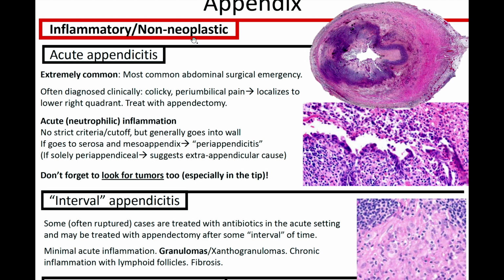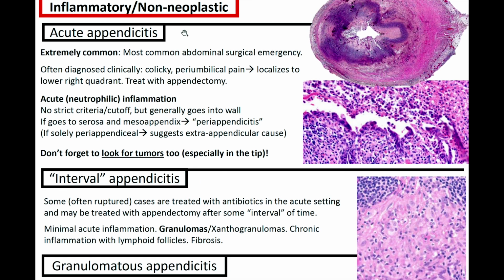So the first section is on inflammatory or non-neoplastic entities of the appendix. First we have the classic and very common diagnosis you'll see on SearchPath, acute appendicitis. It's extremely common. It's the most common abdominal surgical emergency. It's often diagnosed clinically, can present with colicky periumbilical pain, which localizes to the lower right quadrant, and it's treated with an appendectomy. So basically you just take out the appendix.